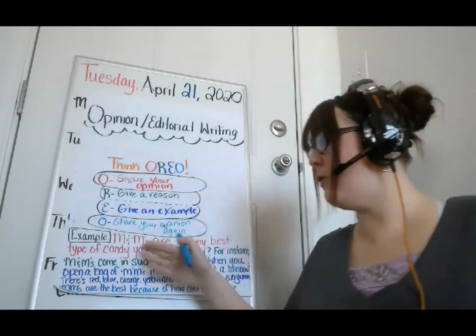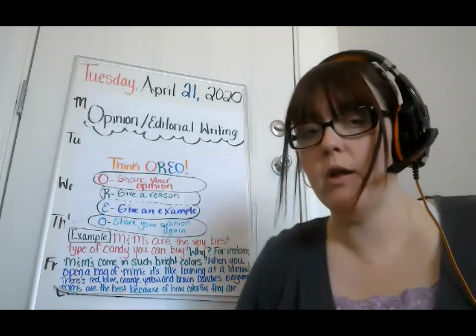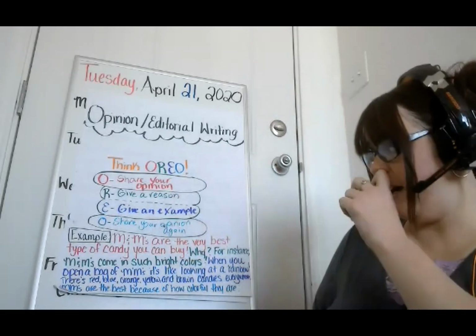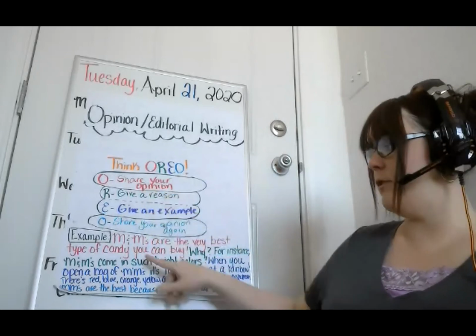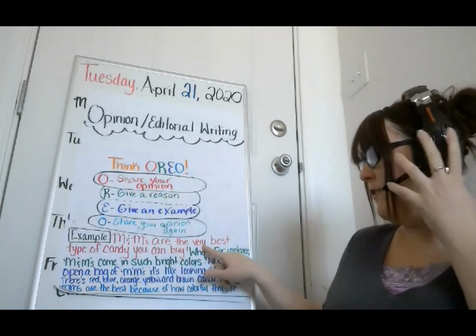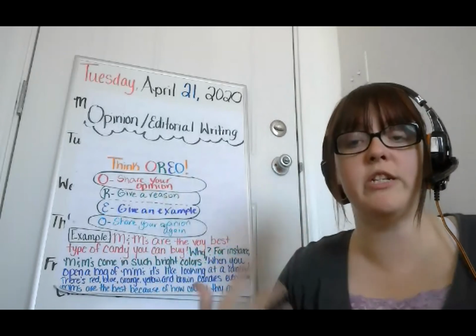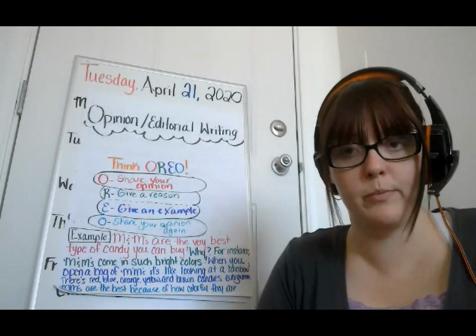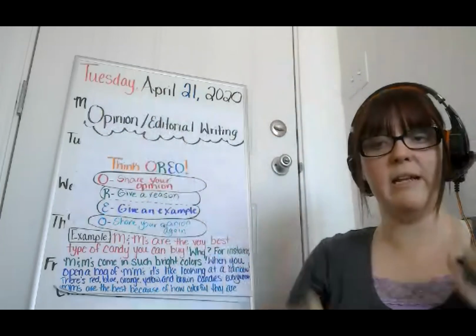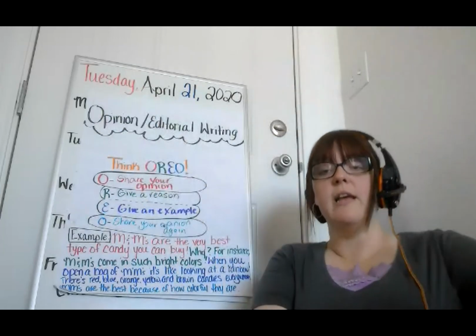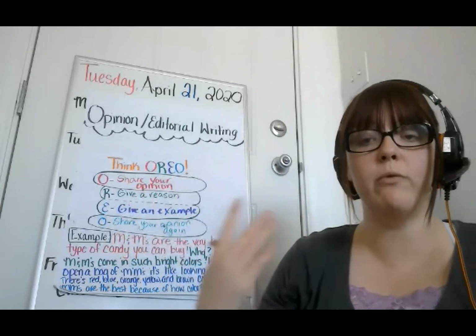So I wrote an example, and I even color-coded it in the same colors as the Oreo, okay? So when we come over here, the first thing that I was supposed to do was what? Share your opinion. So here's my opinion. M&Ms are the very best type of candy you can buy. So I want you guys to unmute yourself. What opinion am I sharing with you right now? That M&Ms are the best kind of candy. That's right. So my big opinion, my topic sentence central idea statement is that M&Ms are the best candy that you can buy.